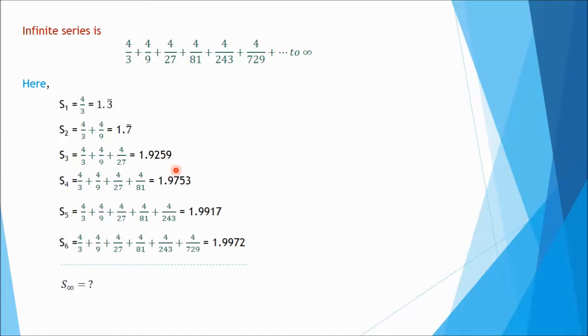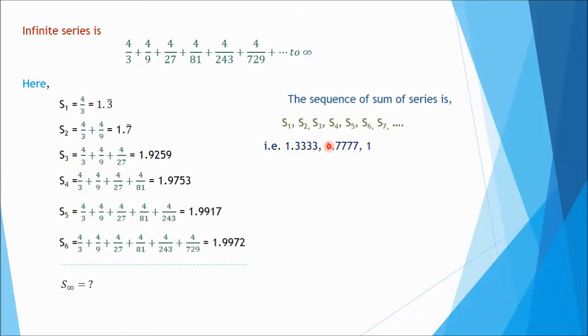If we continue this process many times, then what will S infinity be equal to? Now let's see. The sequence of sums of the series is S1, S2, S3, S4, S5, and so on. That is, let's substitute the values: 1.333 non-terminating, 1.777 non-terminating, 1.9257 from here, and 1.9753 from here, and 1.9917 from here, and 1.9972 from here, and so on. It is an infinite sequence. Now we have created the sequence from the sums of the series.